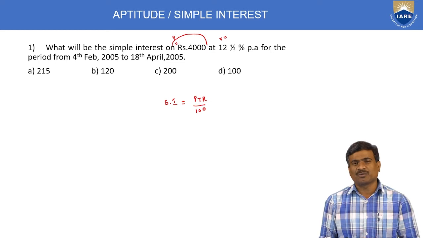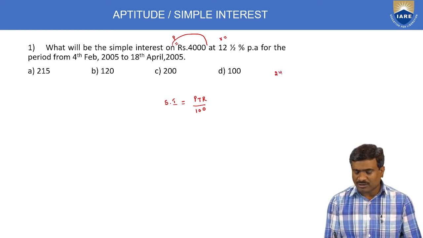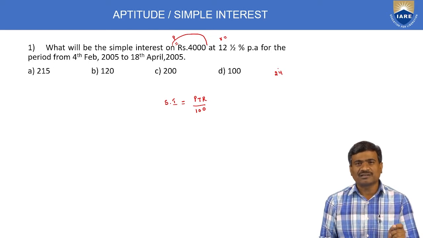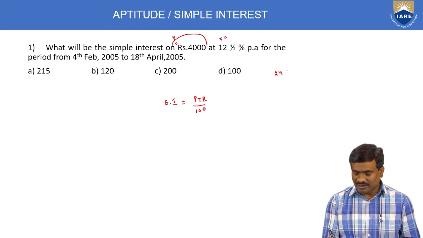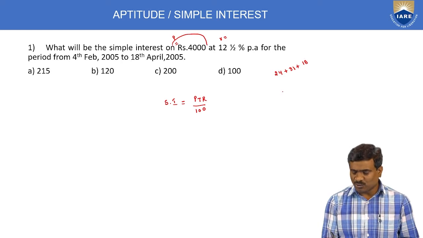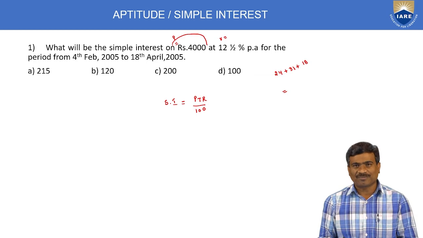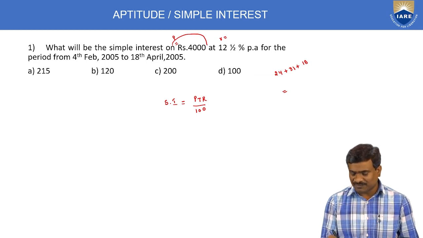Calculate the total number of days. In an ordinary year, the month of February contains only 24 days here. Next, the March month contains 31 days. The April month is considered up to 18 days only. Therefore, total number of days: 24 plus 31 is 55, plus 18 is 73. Total number of days is 73.